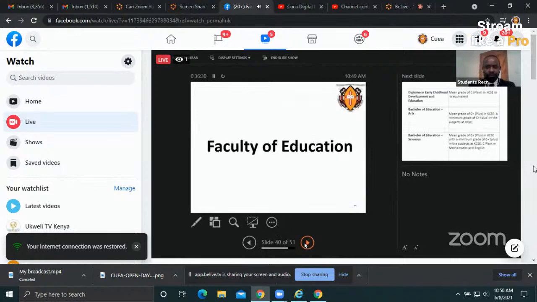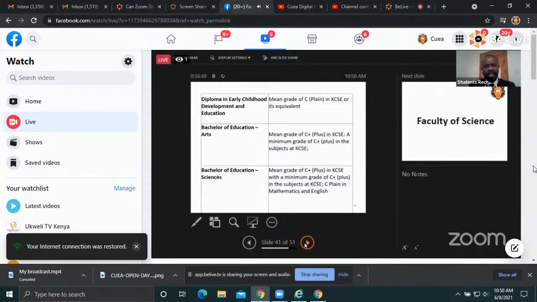We also have the Faculty of Education. And in the Faculty of Education, we have three programs. We have Diploma in Early Childhood Development and Education, ECDE. This program will require you to have a minimum of a C plain. If you notice, it's a bit higher compared to the other programs. And this is also one of the programs that you expect to be registered by the Teacher Service Commission to be a teacher. And therefore, they have their minimum requirement that they recommend for a diploma in early childhood development and education. So you are required to have a minimum of a C plain in KCSE or its equivalent.